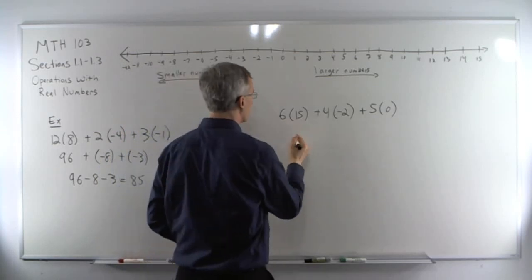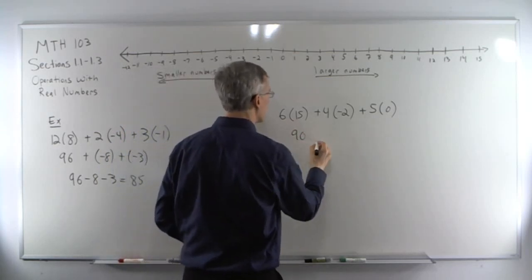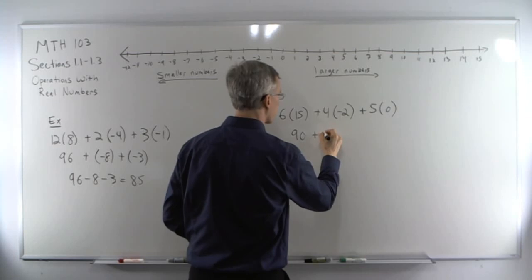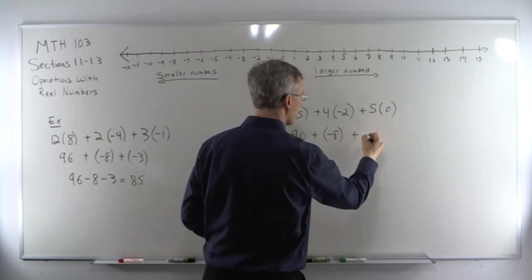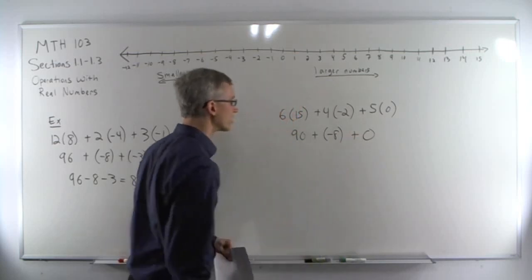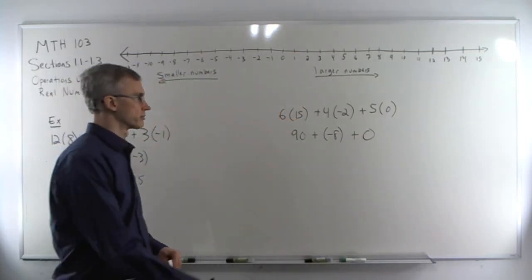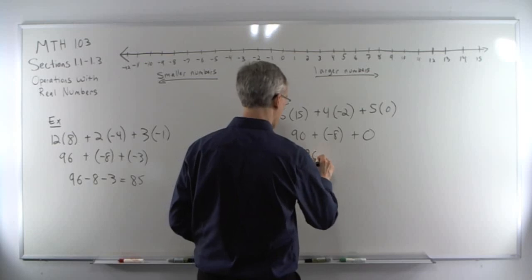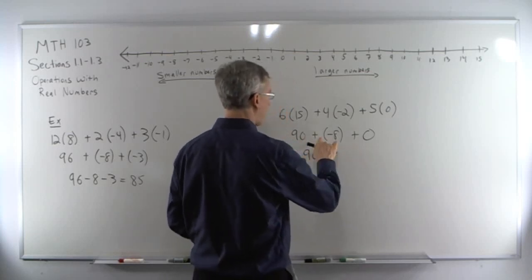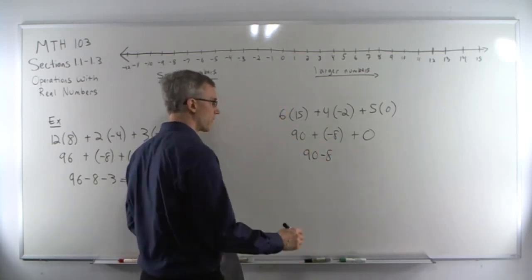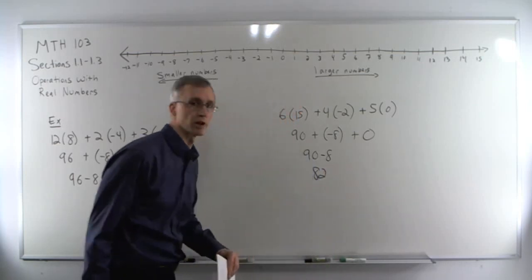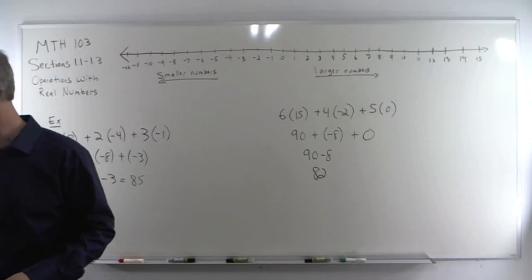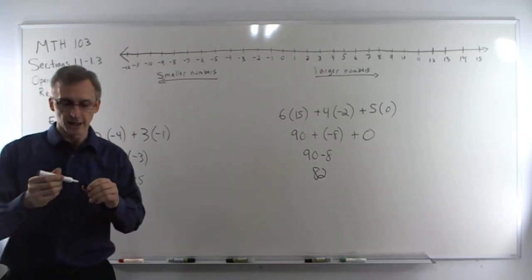We got 6 times 15, which is 90, plus 4 times -2 is -8. And 5 times 0, any number times 0, as we saw, the 0 property is 0. Alright, so we'll just leave that off, and we'll go 90 minus 8, going to convert adding a negative to subtraction. 90 minus 8 is 82. So that student's score is going to be 82 points. And that is the end of today's lesson.